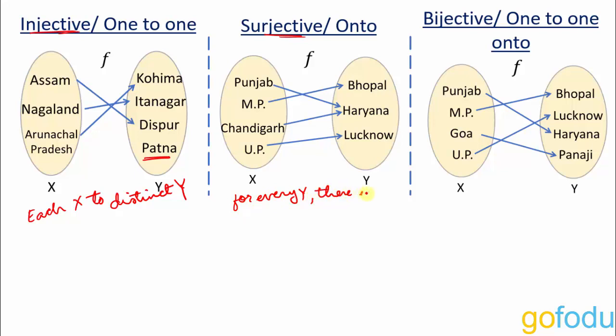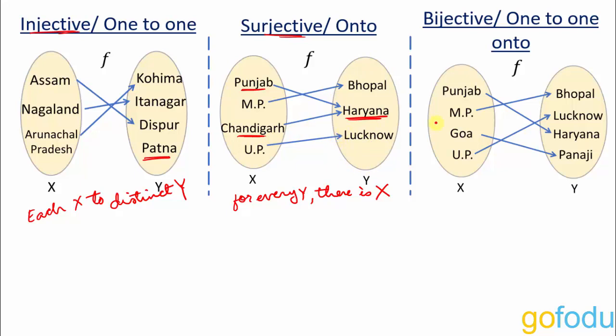Where for every Y there is an X. Now here we have two Xs, Punjab and Chandigarh, two elements of X which are mapped to the same element of Y. Both are mapped to Haryana. But that doesn't matter, because for a surjective function the focus should be only on the Y side. All the elements in Y should be mapped to elements in X.